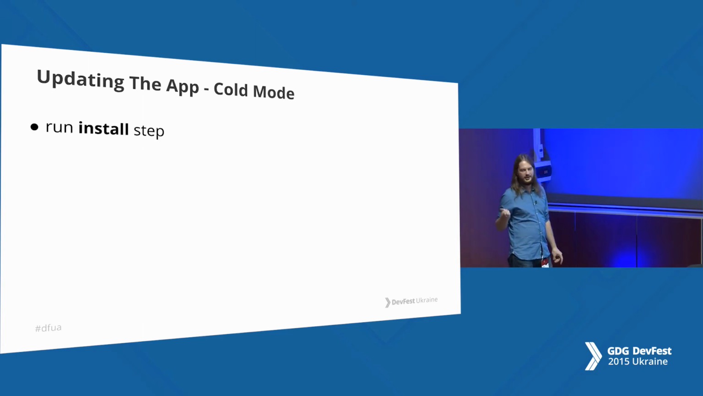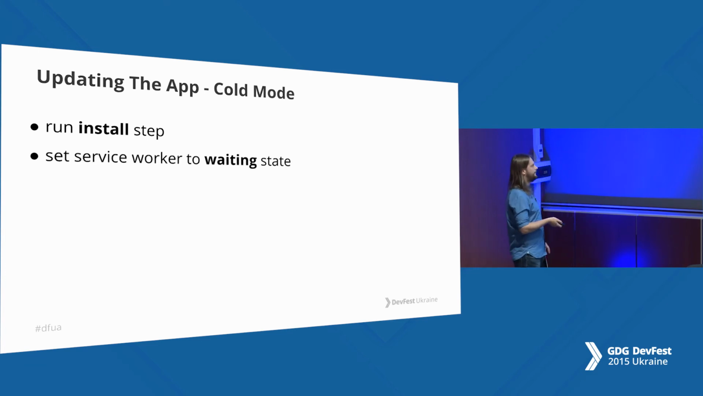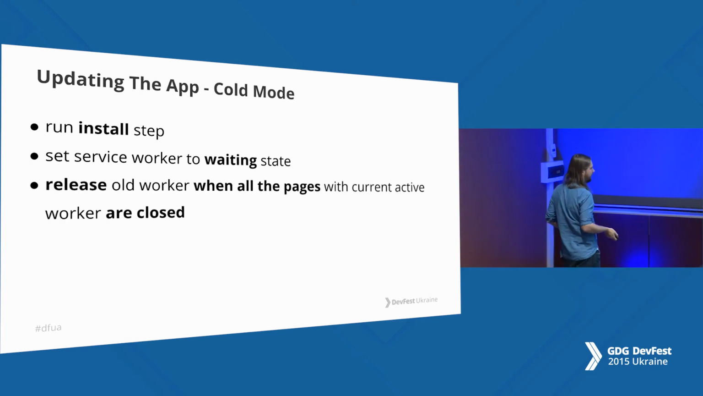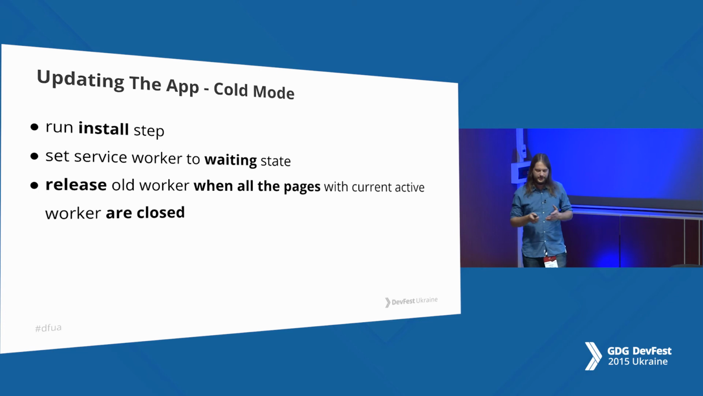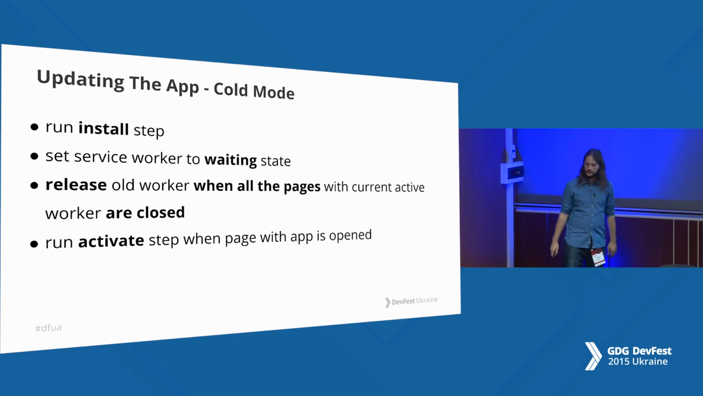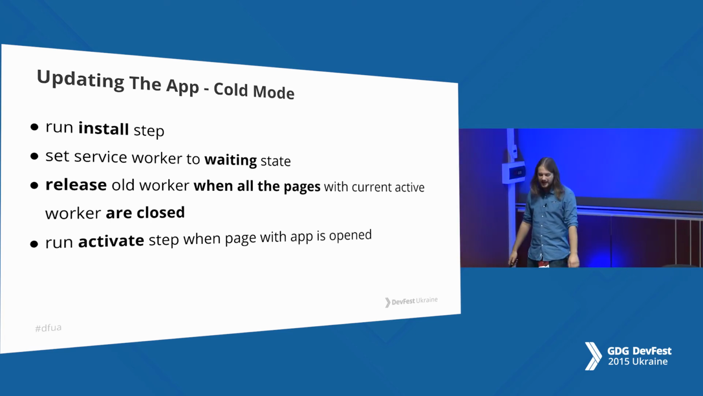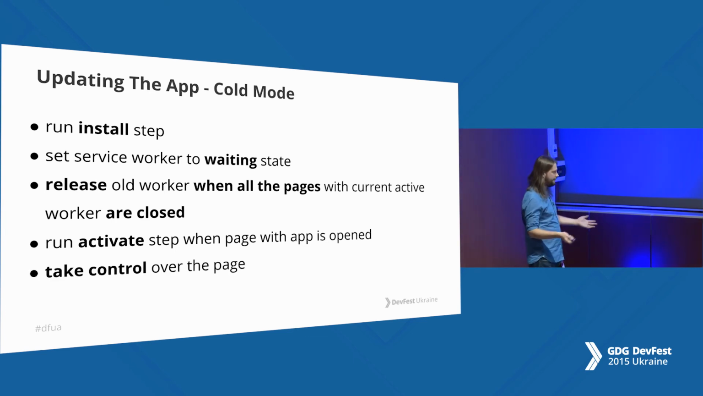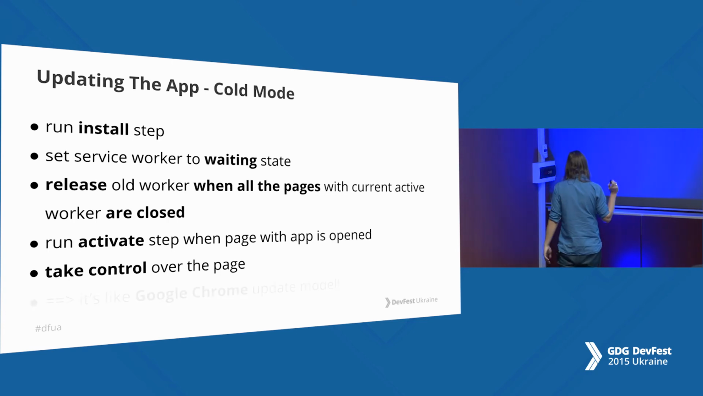Cold mode is the first mode, it's the default mode. So it's install, then we wait for the old worker to release. Then we release the old worker when all pages are closed. This is important: just when all pages with your application are closed, the old worker is released. And then when you once again open your application, the activate step is run, where you can clean the old stuff, and finally you take control over the page.